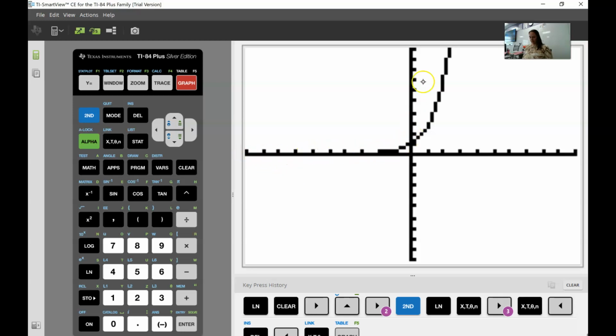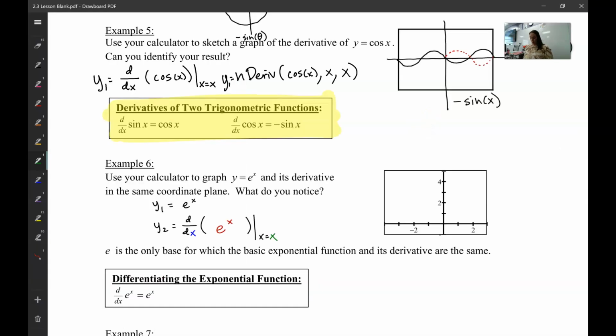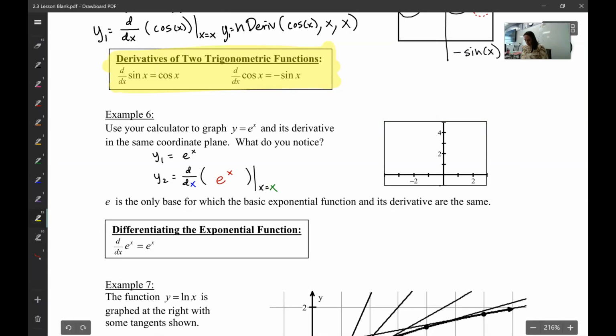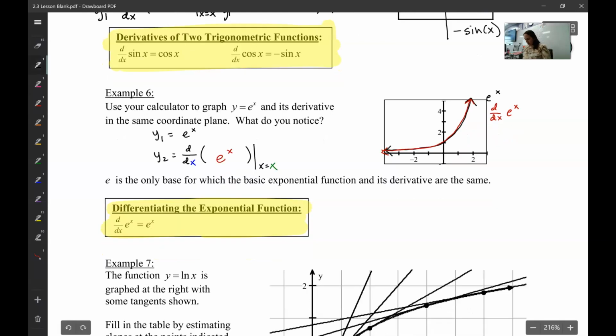Kind of looks like we just have one graph. Well, that's because the derivative of e to the x is e to the x. So we can graph this in. There's e to the x. The derivative of e to the x is the same thing. Now, this is an important note.